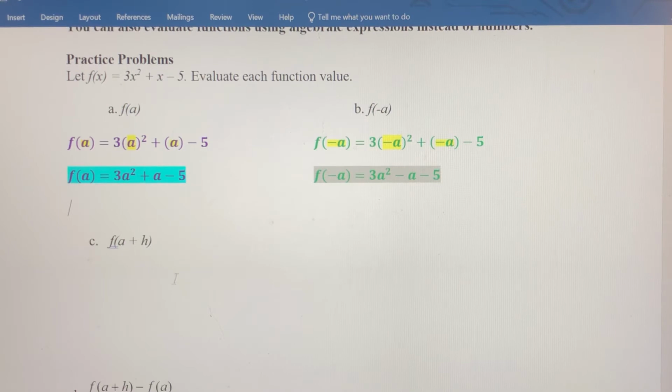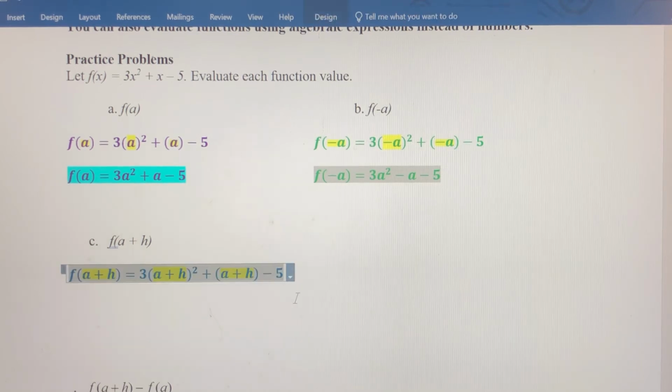Okay, now let's plug in a binomial. F of a plus h. All right, so everywhere I see an x in my original function, I'm going to replace that with a plus h. So there's a little more work to do here. All right, so notice I'm going to square this binomial, and I'm going to eliminate parentheses here.